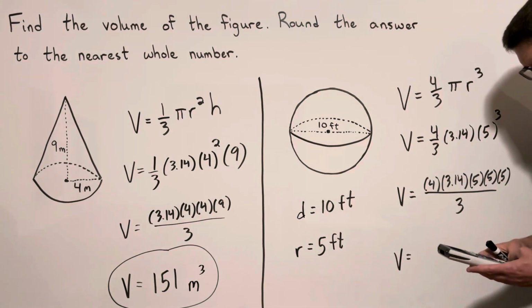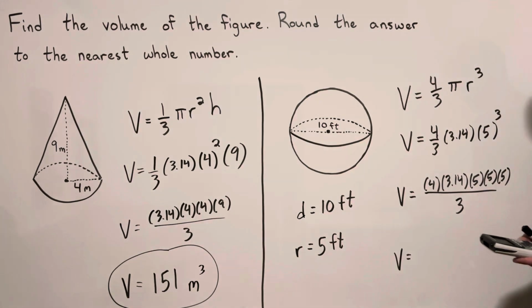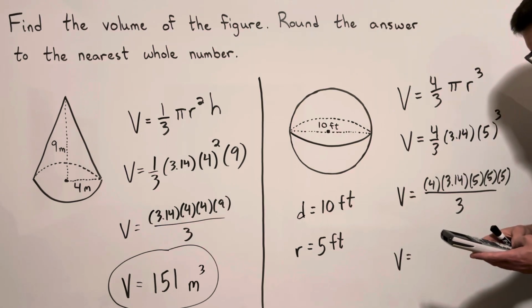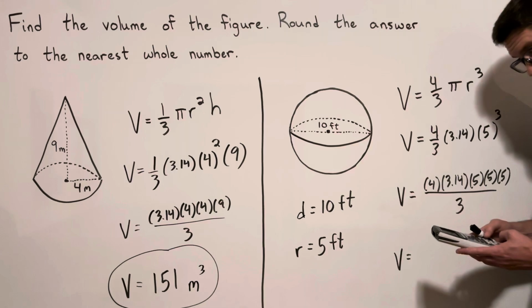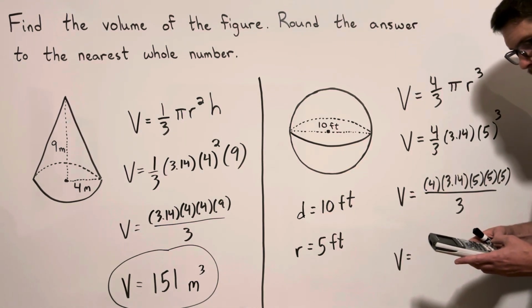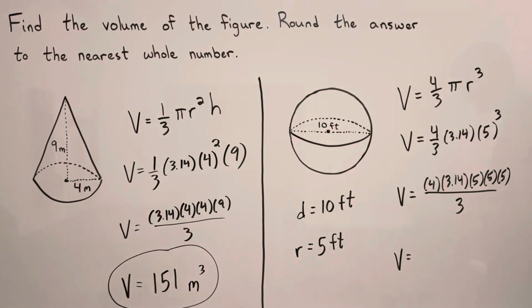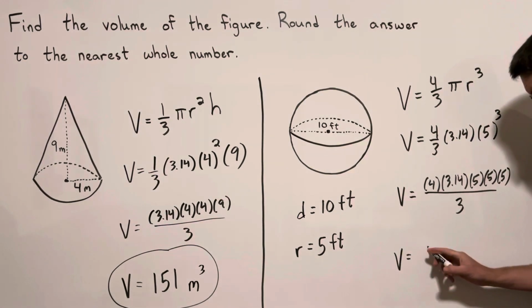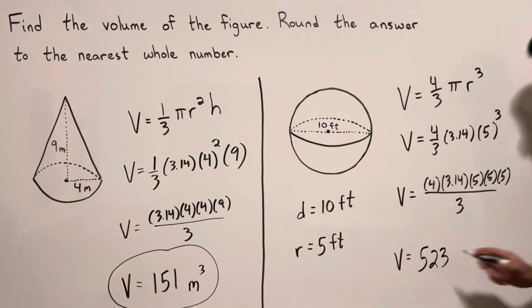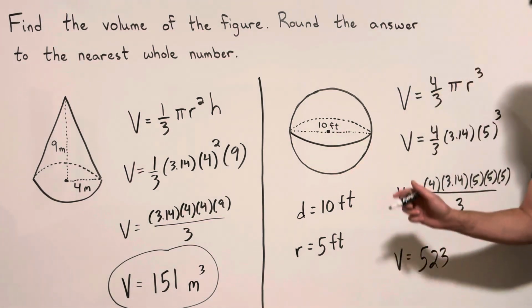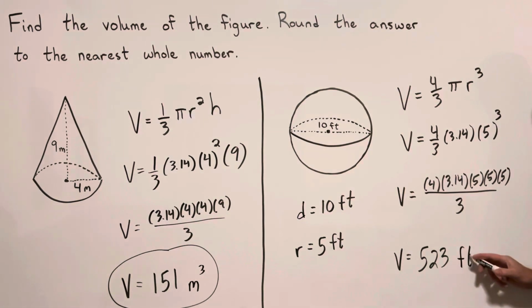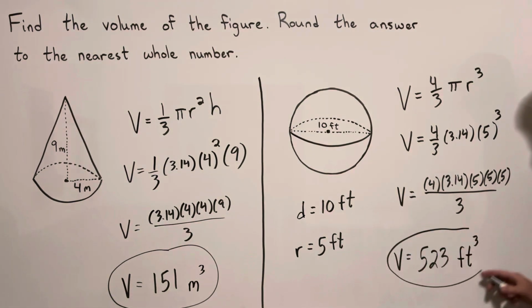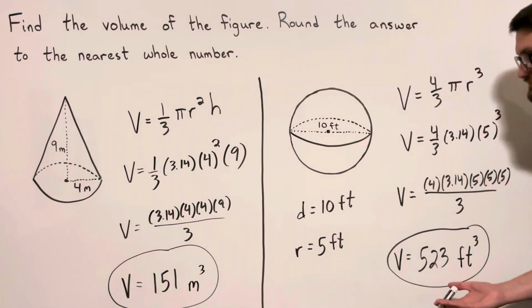We got 4 times 3.14 times 5 times 5 times 5 divided by 3. And we get 523. And it's volume, so it's cubic units. This distance is given as feet, so the volume is going to be cubic feet. Don't forget the units. There you go.